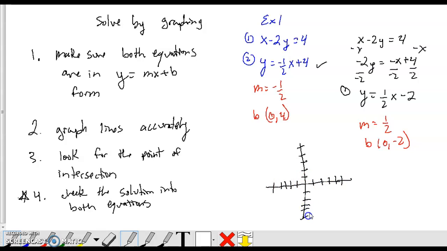5, 1, 2, 3, 4, 5. Okay, so this will be my first one. So 0, 1, 2, 3, 4. And I'm going to go down 1. So down 1 and then over 2. All right, so my graph is going to look something like that.